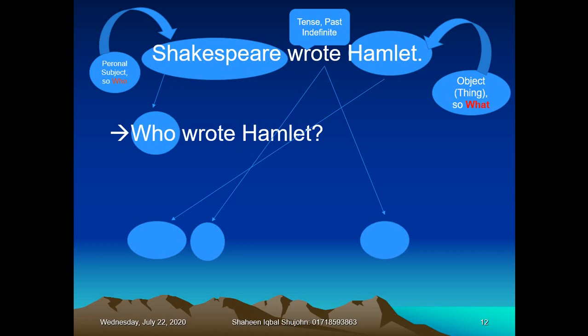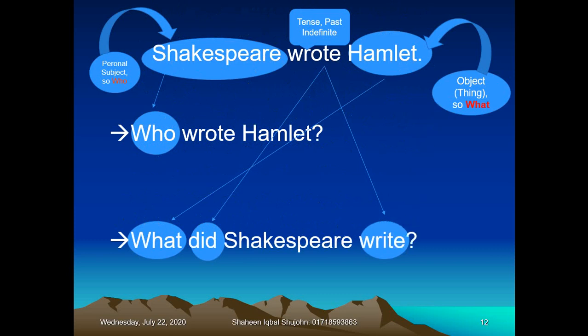And if we want to make WH questions instead of the object, that is Hamlet, then the answer will be, what did Shakespeare write? Note here the verb is in past indefinite, so we have to take did as an auxiliary verb, and the auxiliary verb must come before the subject Shakespeare. So the answer goes to, what did Shakespeare write? We need only one answer for a sentence. Remember.